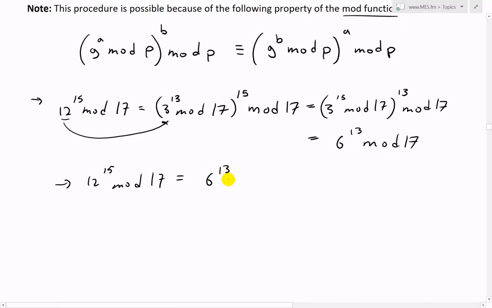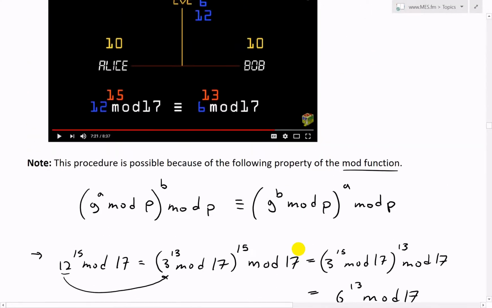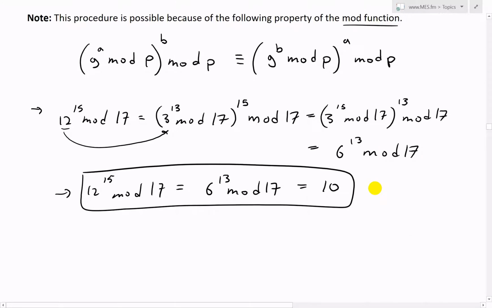to the 13 mod 17. And then if you calculate this out, it actually equals 10. Like that over there. Very similar here. This is going to be, yeah, the 12 to the 15 mod 17 and 6 to the 13 mod 17, those both equal 10. Again, that's part of the mod function property.